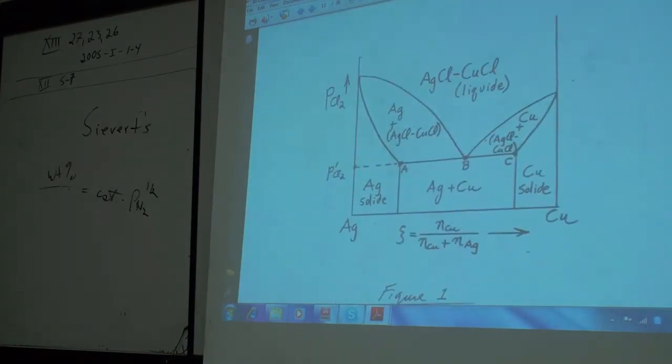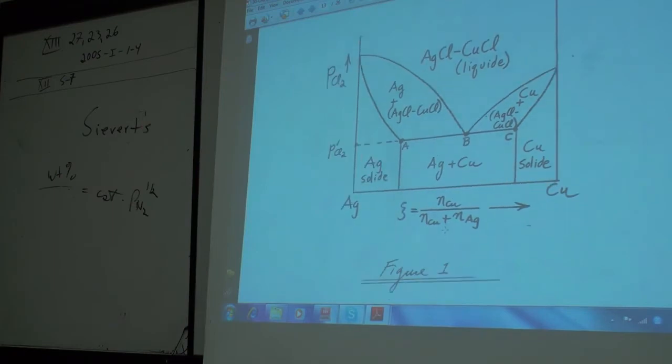This is P_Cl2, the equilibrium partial pressure of chlorine versus the silver-copper ratio at a constant temperature. So this is an isothermal diagram: equilibrium chlorine pressure versus the silver-copper ratio. Here you have a metal solution rich in silver, here a metal solution rich in copper, and up here a liquid solution of the two materials. We show diagrams like this in the chapter.